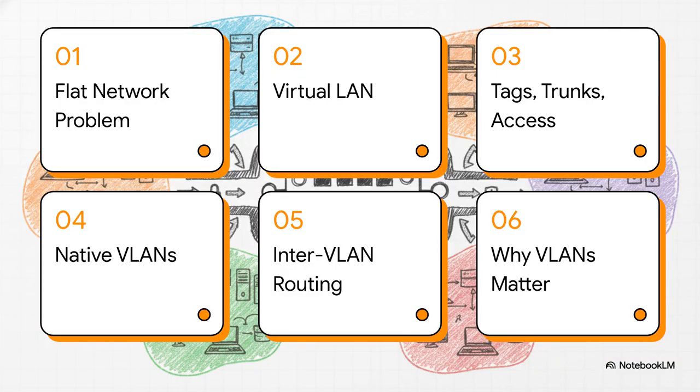So here is our agenda for this explainer. 1. The flat network problem. 2. Enter the virtual LAN. 3. Tags, trunks, and access. 4. Understanding native VLANs. 5. Inter-VLAN routing. And 6. Why VLANs matter today.